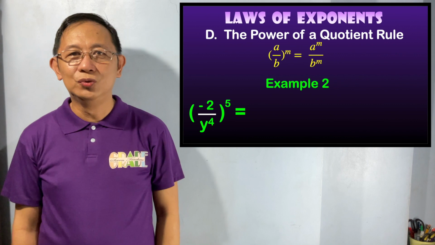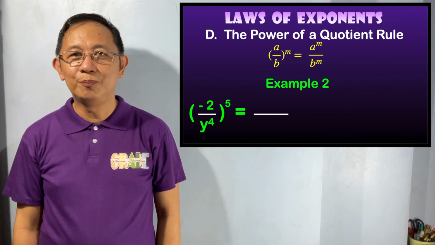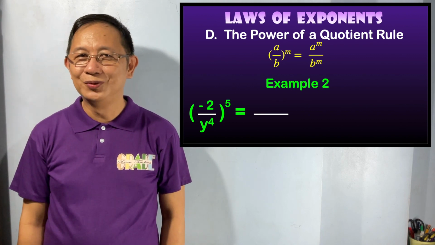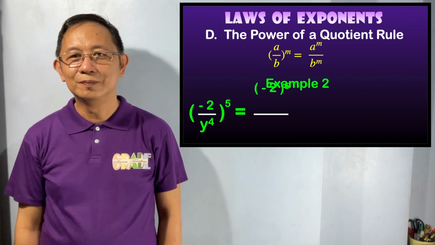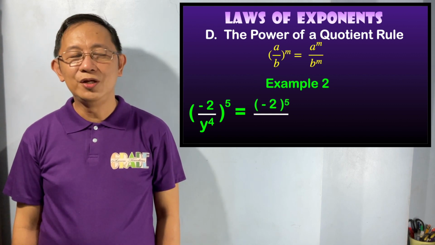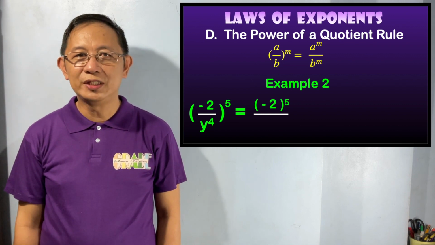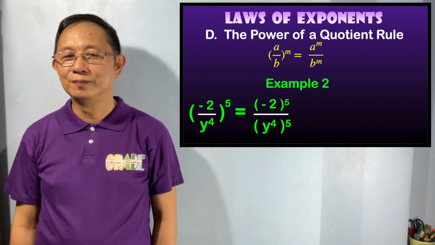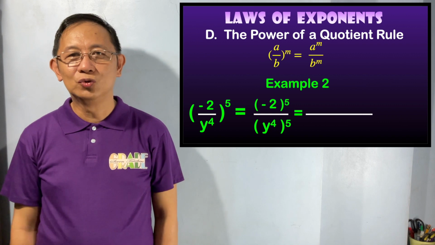Quantity negative 2 over y to the 4th power raised to the 5th power. So you will share 5 to negative 2, yung sa numerator. And then you will share also 5 to the denominator, which is y to the 4th power. Then, expand negative 2 to the 5th power.